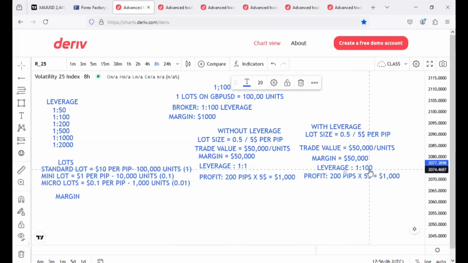So if you have $500 in your account with 1 to 100 leverage, it means you already have that required $50,000 according to the Forex market. So it will be as if you are carrying a $50,000 account, so you can enter your trade comfortably with ease. Hope that is clear.